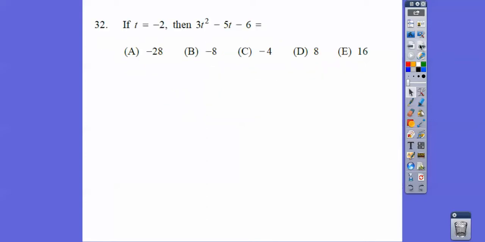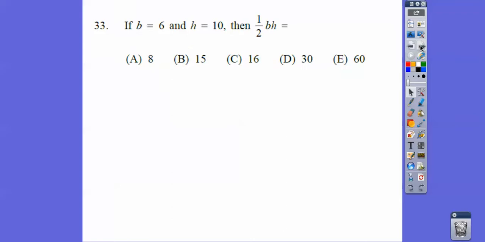All right, so if t equals -2, again, substitute -2 in right there. So -2 squared is +4. 5 times -2 is going to make that a +10. And then, of course, you got the -6 at the end, so we get E on that one. Okay, again, more plugging in. So when we plug those in, 6 times 10 is 30.